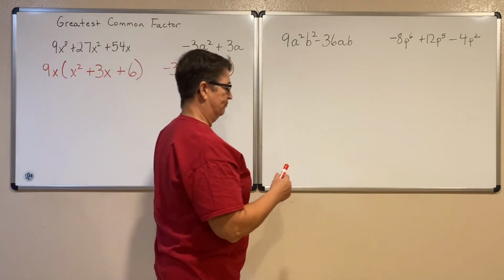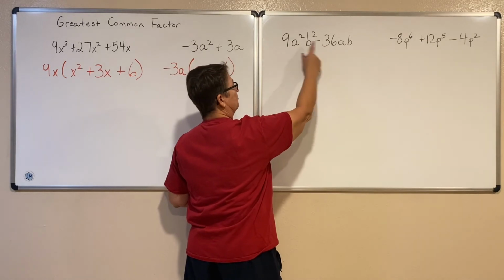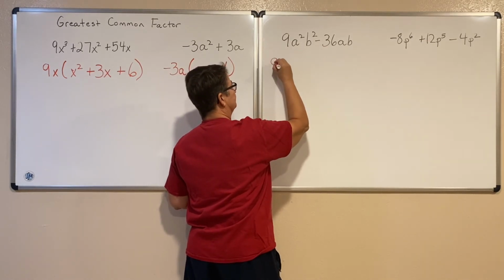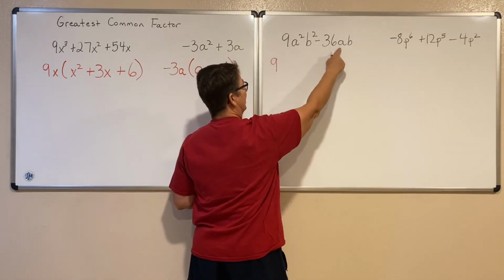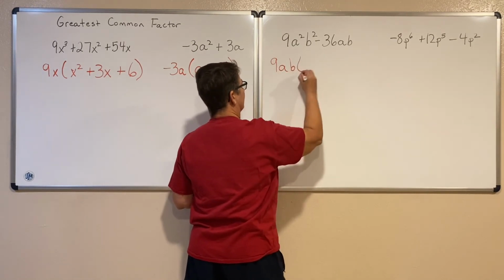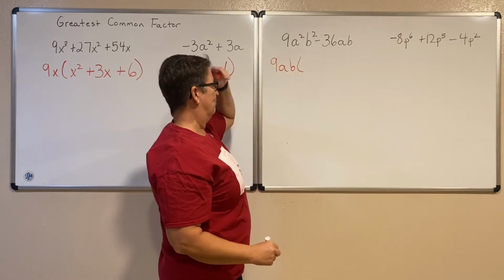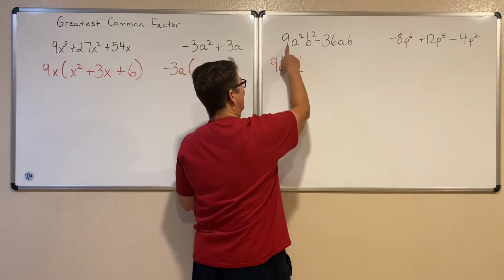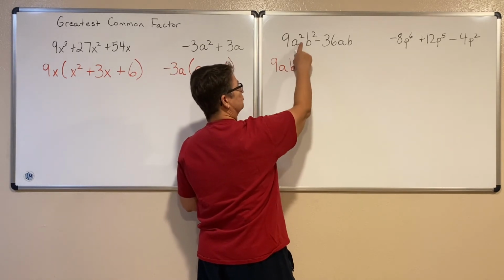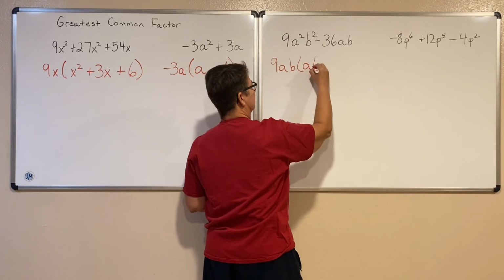Let's try this one. We look first for the biggest number that goes into both of them. Well, 9 goes into both of them. I notice they both have an a and they both have a b. Now I just have to figure out what I multiply by to get back to my product. 9 divided by 9 is 1. a squared divided by a is a. b squared divided by b is b.